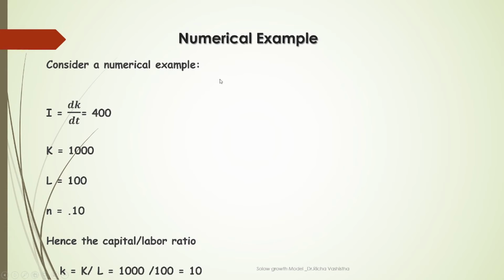Now there is a very simple numerical example given here, where you only need to put in the values and calculate the small k. If there is any confusion in this part, you can simply write in the comments and I can explain it. All these values are given here, so for the capital ratio you only put in the values, capital is put in here, and labor has been taken as 100, and small k comes out to be 10.